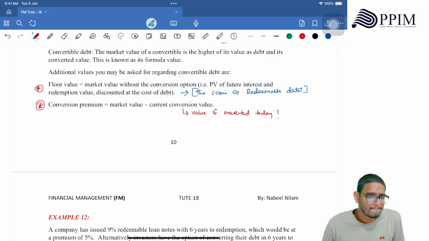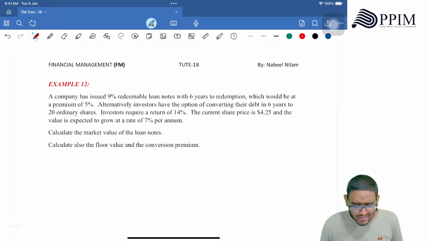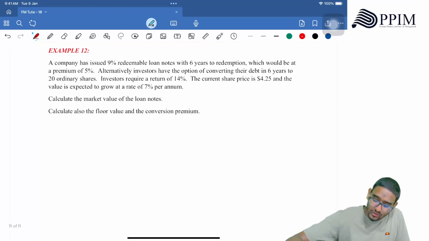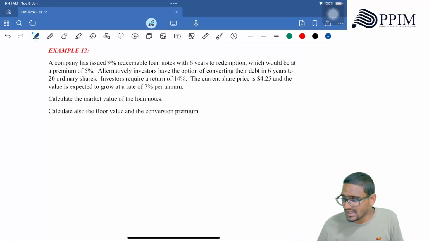Okay. Are we okay, everybody? Okay. Look at example 12. See if you can work out something. It can be wrong. Like I said, don't fear to be wrong. But your principles can't be wrong. Okay. If the answer is wrong, no problem. Ensure your principles are correct.